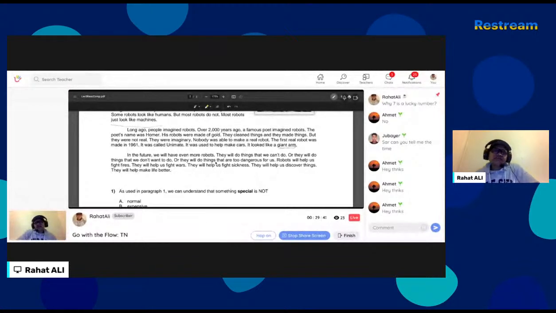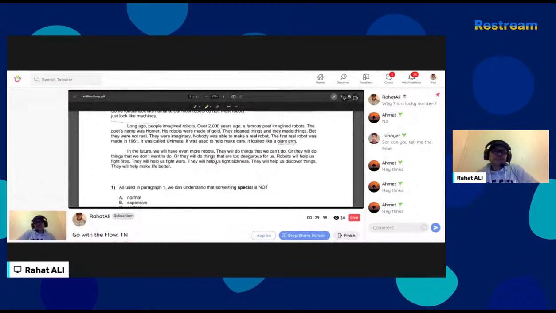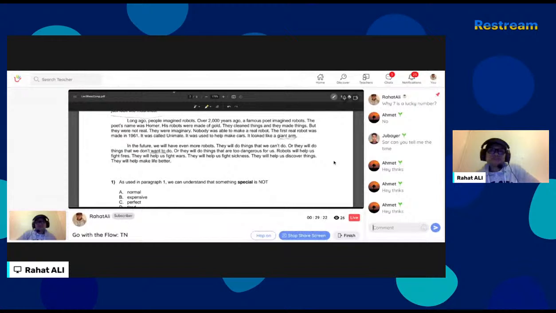In the future, we'll have even more robots. They'll do things we can't do, or they'll do things that we don't want to do. Here is another connected speech, or they will do things that are too dangerous for us. Robots will help us fight fires. They will help us fight wars. They'll help us fight sickness. They'll help us discover things. They'll help make life better. You see, these are the usefulness of having robots.